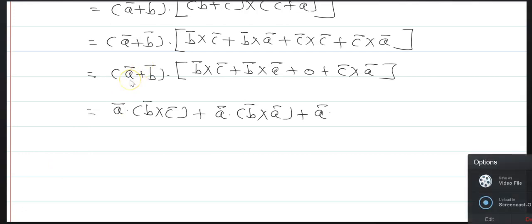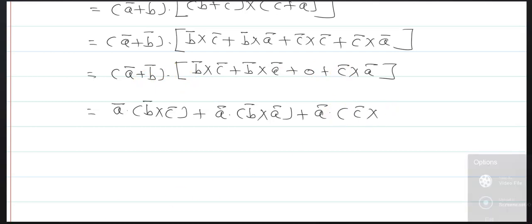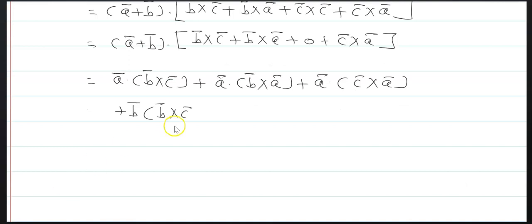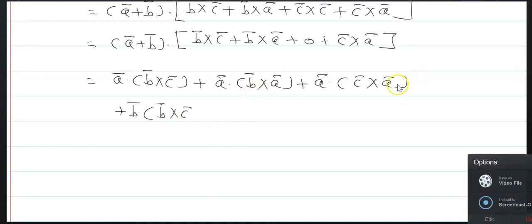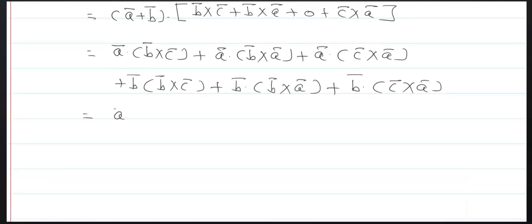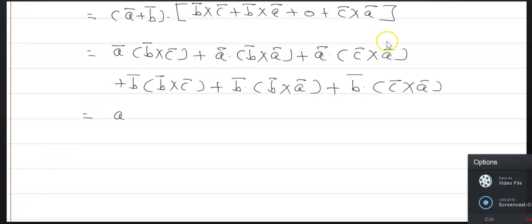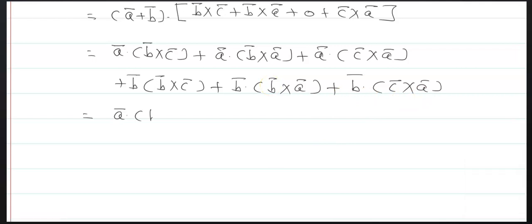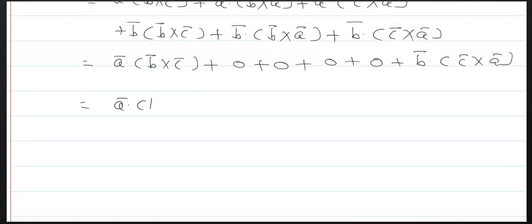Now this next is A bar dot in bracket B bar cross C bar, A bar dot in bracket B bar cross A bar, and the last is A bar dot in bracket C bar cross A bar. Now here these two products will be 0 because A is common here. This will also be 0. Therefore this will become 0, 0, and only this will remain: A bar dot in B bar cross A bar. All the remaining will be 0.